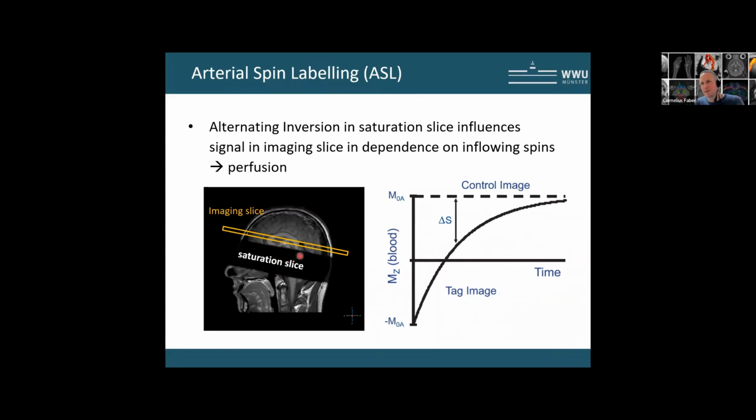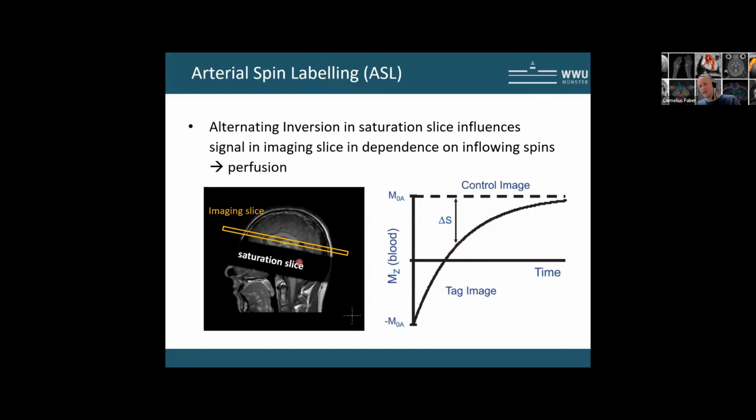So if you think about that, the blood is coming from the heart, it's flowing up the neck, and you have the saturation slice somewhere down here, you will saturate all the blood before it's reaching the brain, before it's reaching your imaging slice. Now, if you look at after an inversion, then your signal will recover. And if you do an inversion, for example, the T1 relaxation will follow this curve here after an inversion. And if you don't do it, then you will have a control image and you will have a difference.